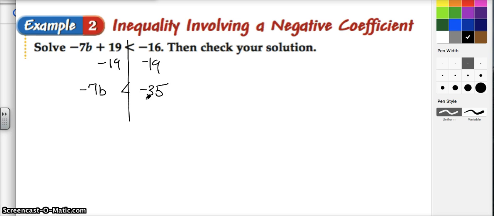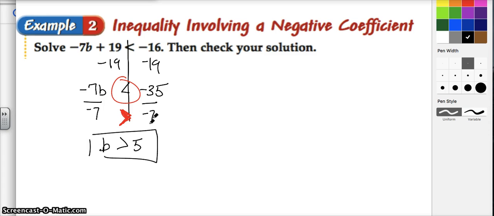Negative 35. The next step is to isolate b by division, but what I realize is I'm dividing both sides of an inequality by a negative, which tells me I need to be alarmed and flip the sign. Remember, when we divide or multiply both sides of an inequality by a negative, the sign flips, it changes. So now I have b is greater than a positive 5, because negative 35 divided by negative 7 is positive 5.